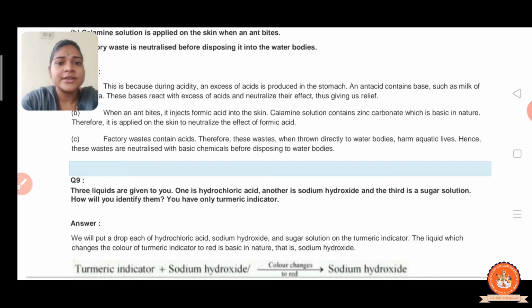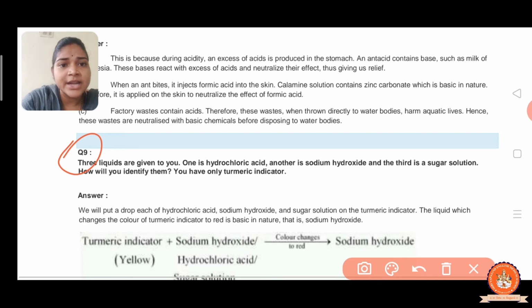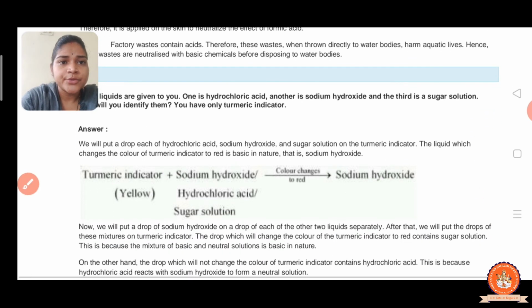Very well. Now question number 9: three liquids are given to you. The first is hydrochloric acid, the second is sodium hydroxide, and the third is sugar solution. How will you identify them? You don't know which is hydrochloric acid, which is sodium hydroxide, and which is sugar solution. And for that you have only one indicator, that is the turmeric indicator. Now let us identify.